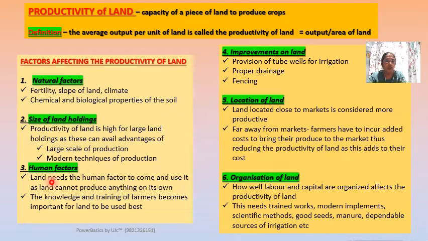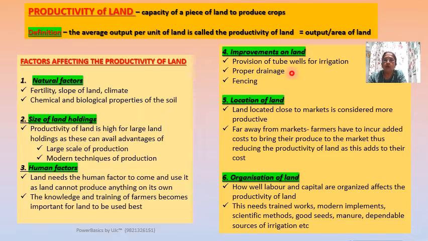Human factors. Land needs the human factor to come and use it, as land cannot produce anything on its own. The knowledge and training of farmers becomes important for land to be used best. So human factors is, there's a farmer, but he has no knowledge about modern techniques. His productivity for the land is going to be less than a farmer who's more intelligent, more skilled, who understands, who's more educated, who understands how to use modern techniques on the piece of land he has.